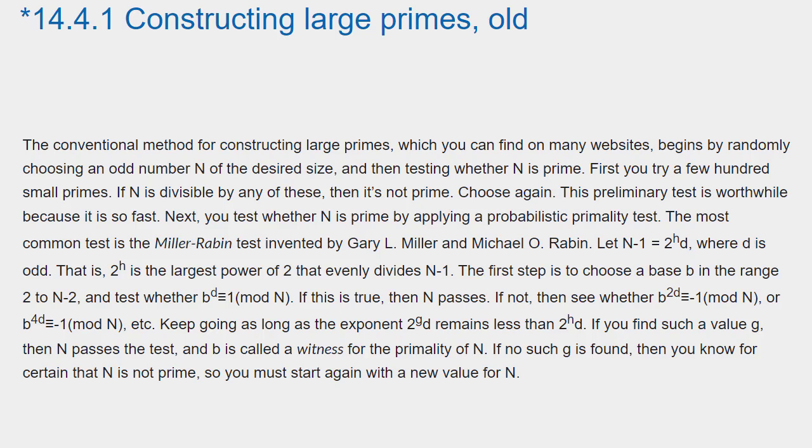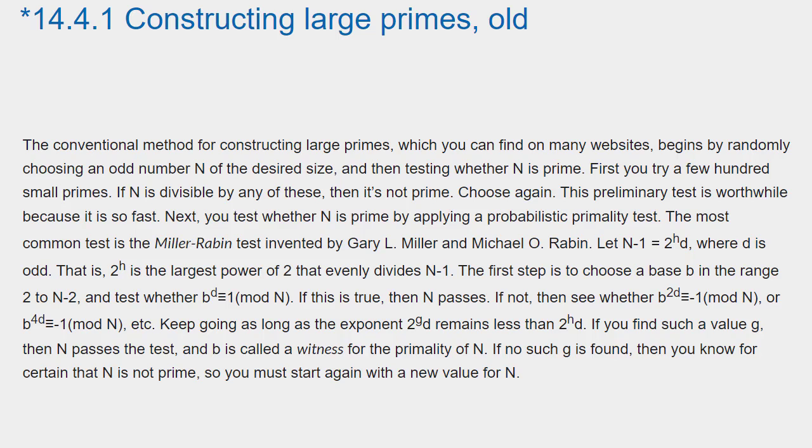Next, you test whether n is prime by applying a probabilistic primality test. The most common test is the Miller-Rabin test, invented by Gary L. Miller and Michael O. Rabin. Let n-1 equal 2 to the power h times d, where d is odd. That is, 2 to the power h is the largest power of 2 that evenly divides n-1. The first step is to choose a base b in the range 2 to n-2, and test whether b to the power d is congruent to 1 mod n. If this is true, then n passes.